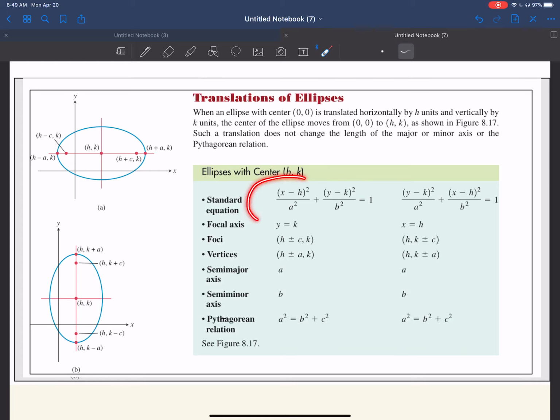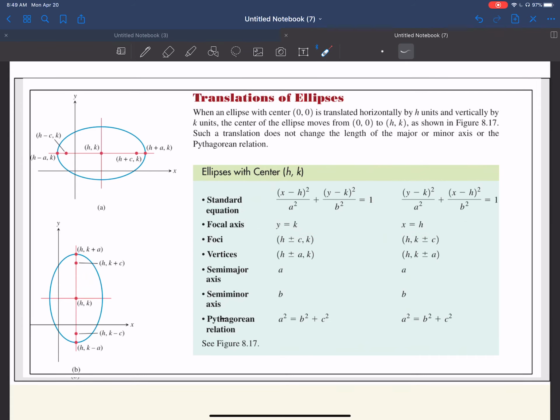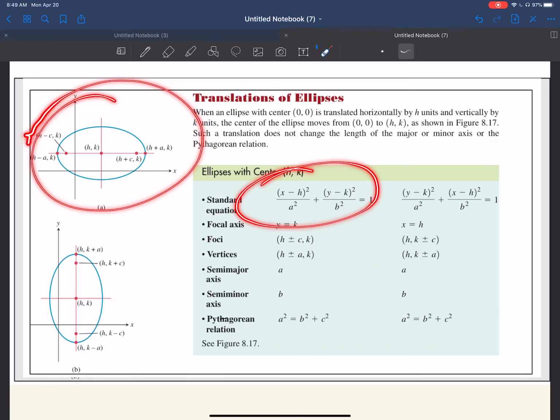So we have two new equations. They're basically the same equation. The only thing that's been added to it is our h and our k. So the first equation is going to be used for a horizontal ellipse. The second equation will be used for a vertical one.